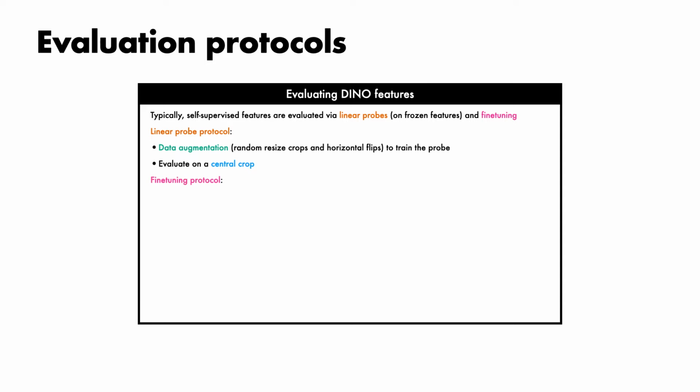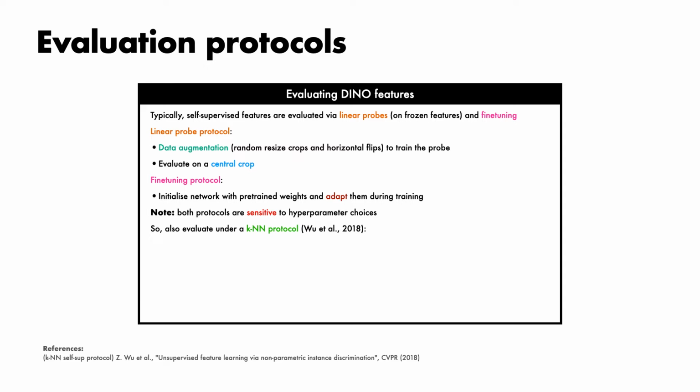For the fine-tuning protocol, the network is initialized with weights from DINO pre-training and then adapted using labels on the downstream task. The DINO authors note that both these protocols are quite sensitive to the choice of hyperparameters used. Consequently, they also evaluate under a k-nearest neighbors protocol in the style of Wu et al.